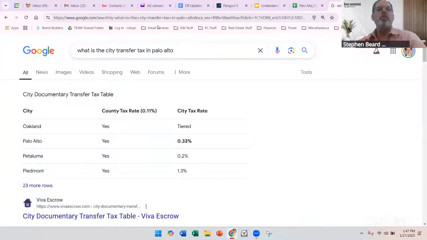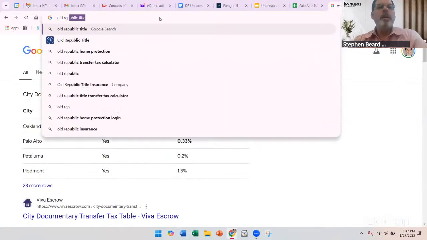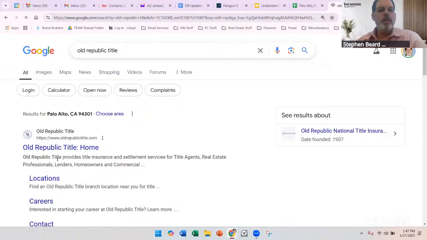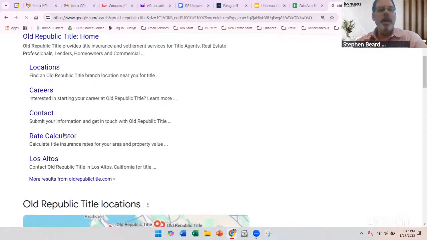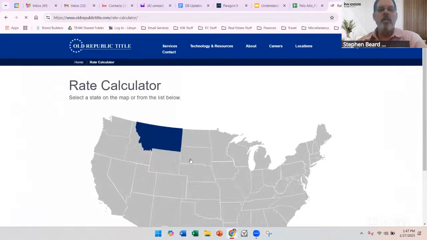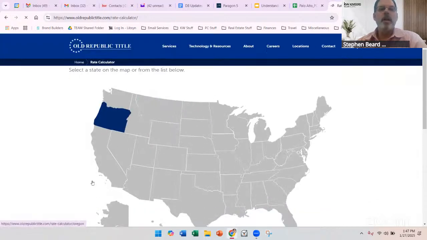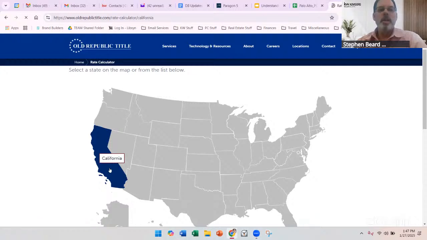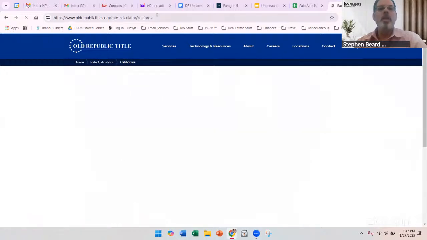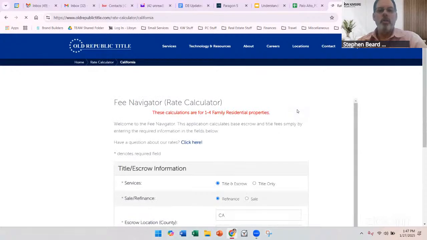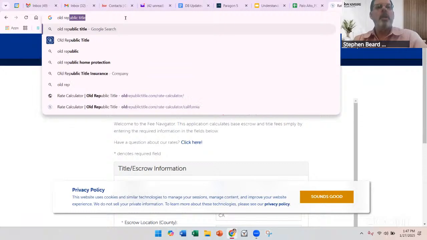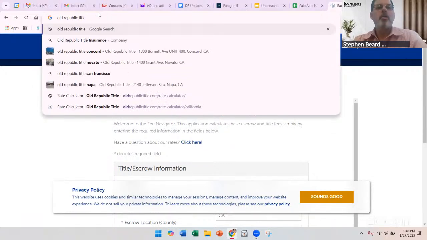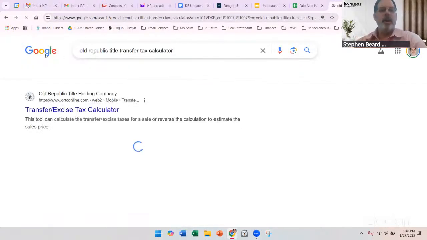So if you don't want to use Mr. Google, go to Old Republic Title, and if you go to their rate calculator, it should give us the ability to figure this out. Let me try it this way. Old Republic Title Transfer Tax Calculator. Here we go.